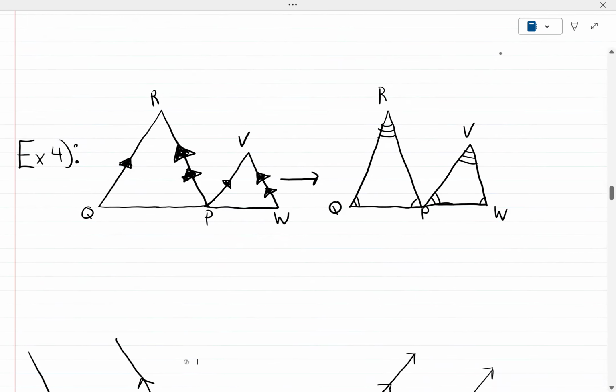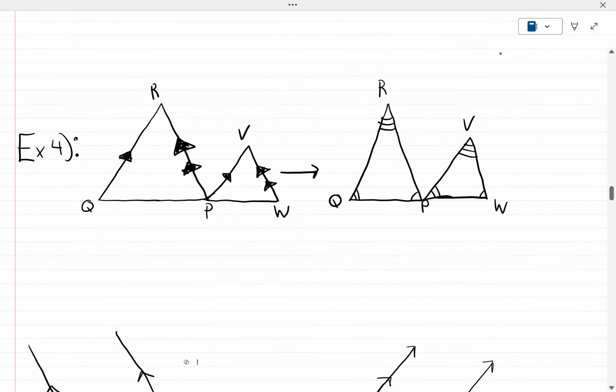Okay, example 4. Here we have, well, what do we have? It looks like we have two triangles. You see that line segment RQ is definitely parallel to line segment VP, and then line segment RP is definitely parallel to VW.